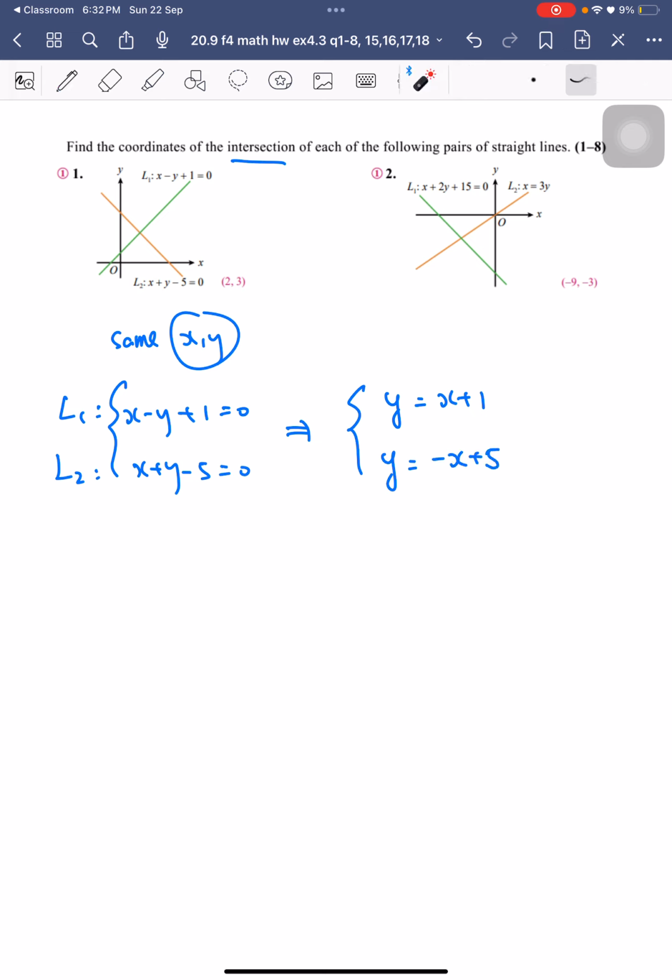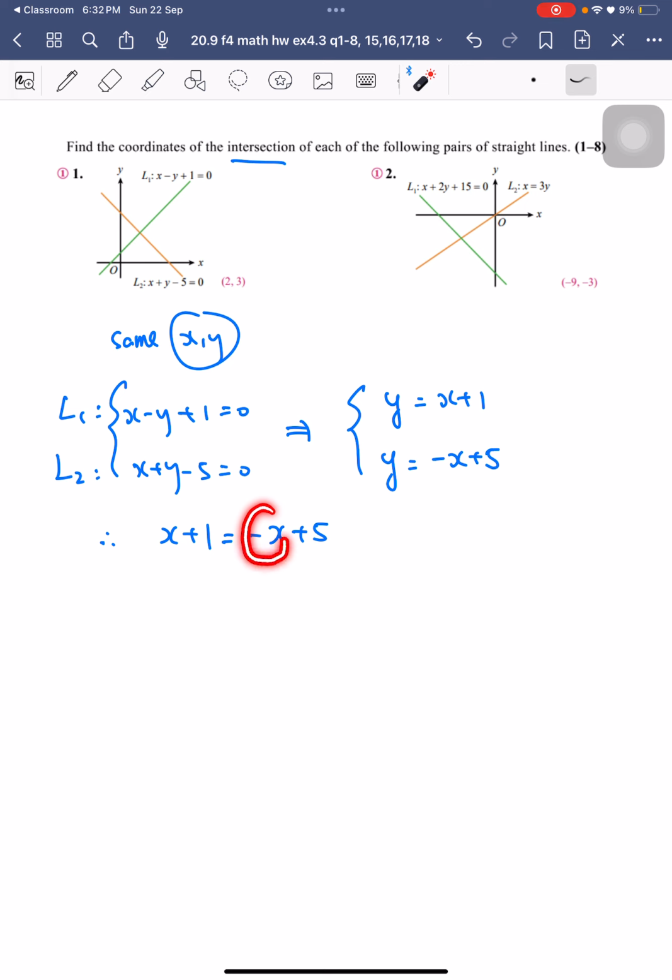Now as I said, they have the same y, isn't it? This is the y of L1, this is the y of L2, and because they are the same, you can set these two equations to be the same. So now we can say x plus 1 is equal to negative x plus 5. Now we solve for this equation.